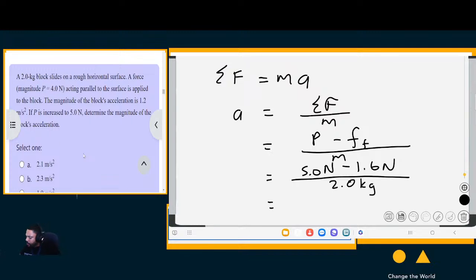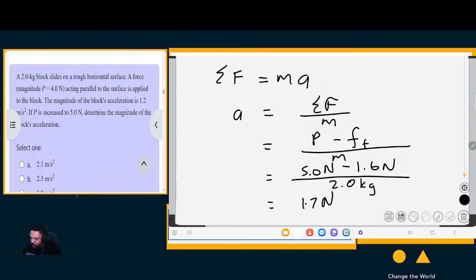Okay, now let's work it out. 5 newtons minus 1,6. Sometimes I skip this part of calculating, because I have enough confidence in you to know that you can plug this into a calculator and work it out. Okay, the answer would be 1,7 newtons. That is the answer, 1,7 newtons.